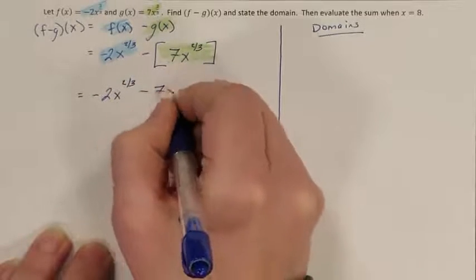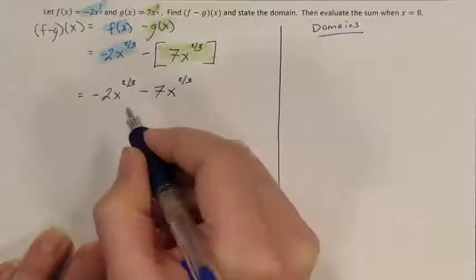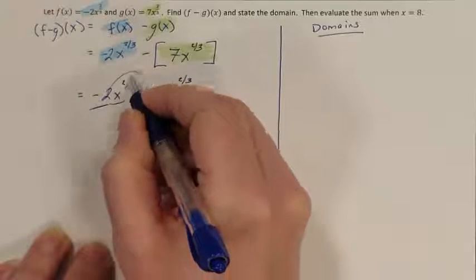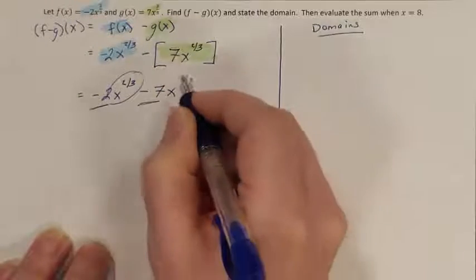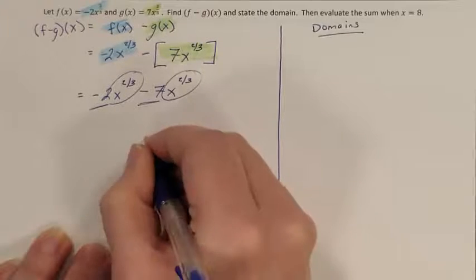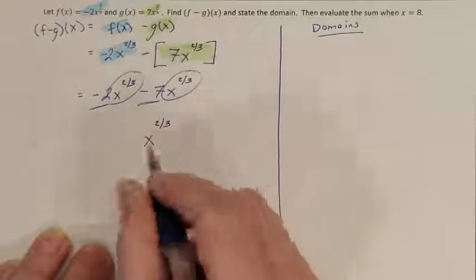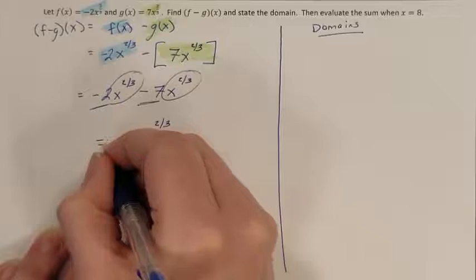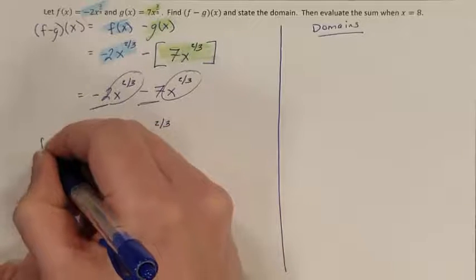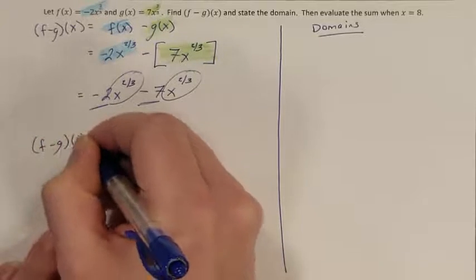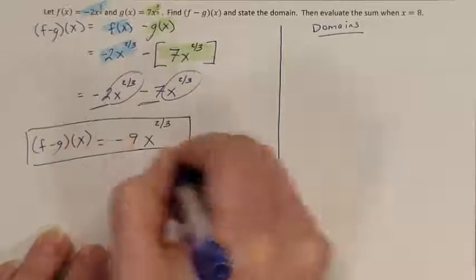So subtracting the 7x to the 2/3. I had negative 2 of the x to the 2/3, and I'm subtracting 7 of the x to the 2/3. So I'm counting my x to the 2/3. Negative 2 minus 7 says I had negative 9 of them. So this is my f minus g of x rule.